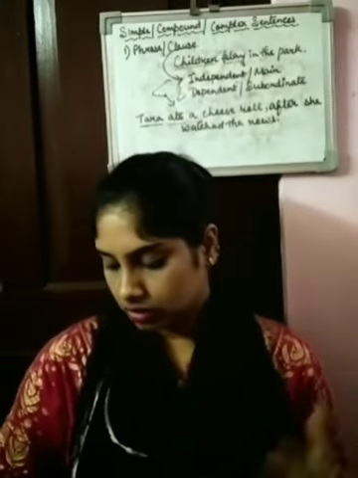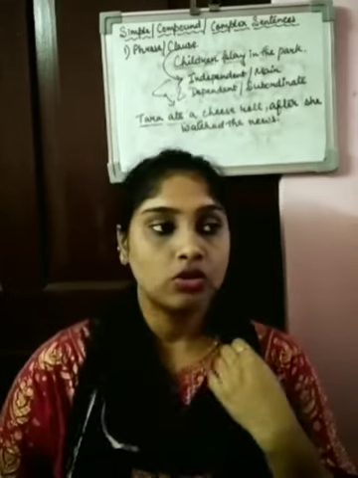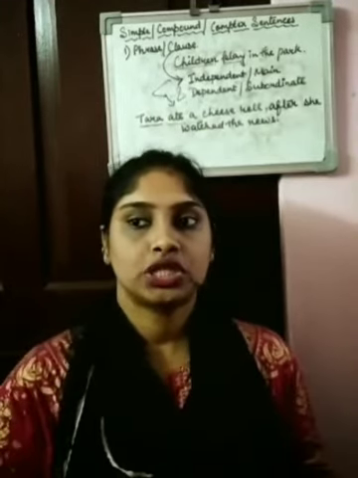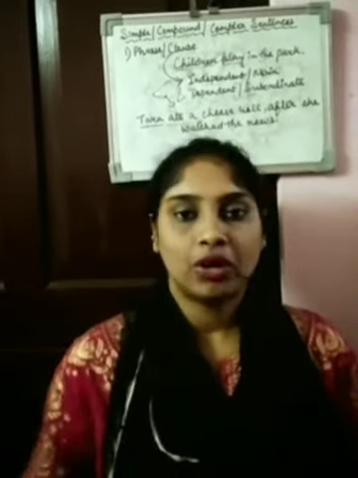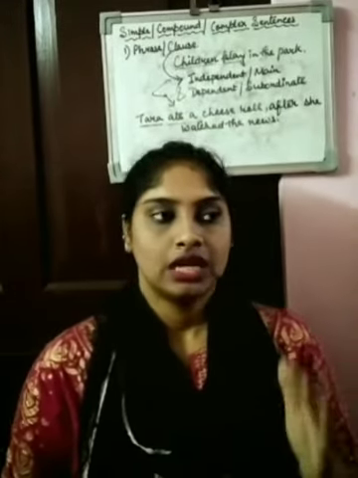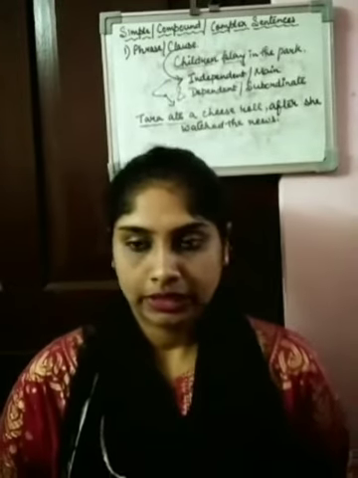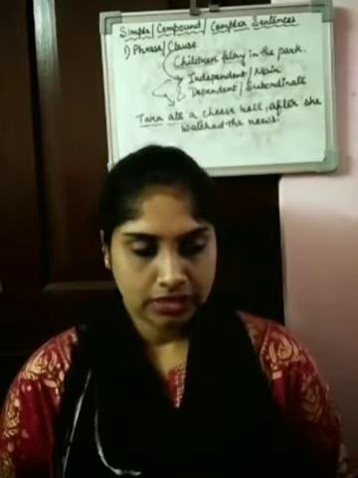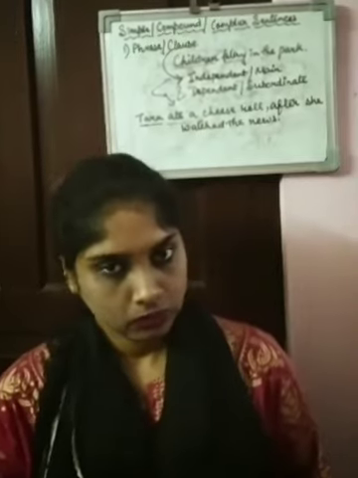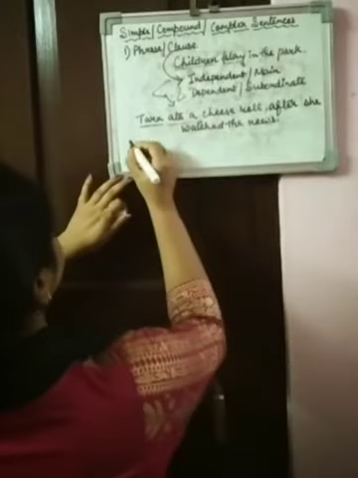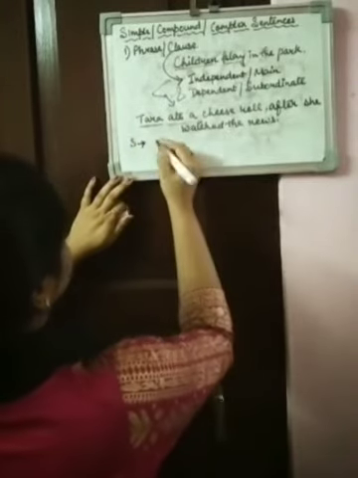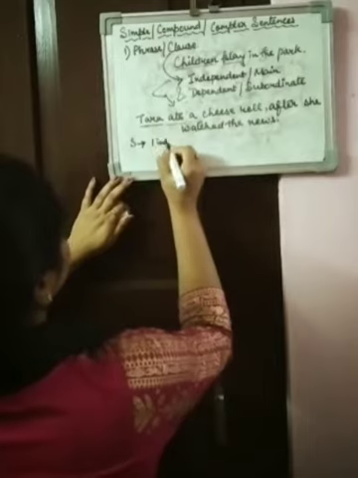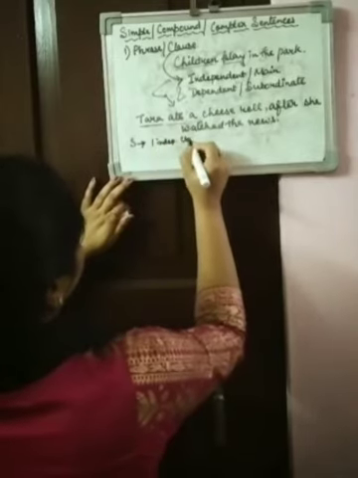Now how can we identify which sentences are simple, compound and complex? How can we understand that? You need to remember one thing: a simple sentence will always have one independent clause present. Can I write somewhere? Yeah. A simple sentence will have one independent clause.